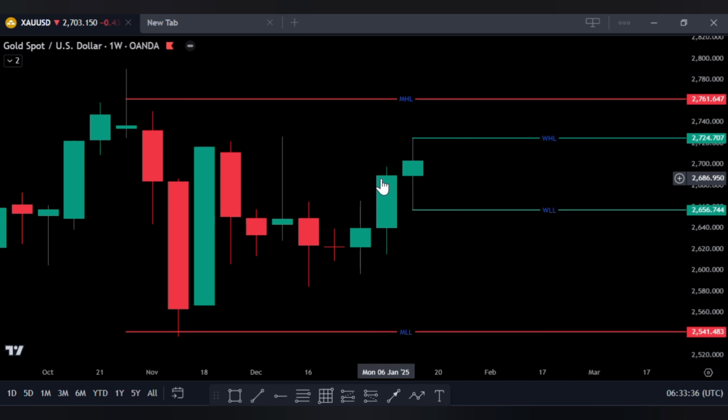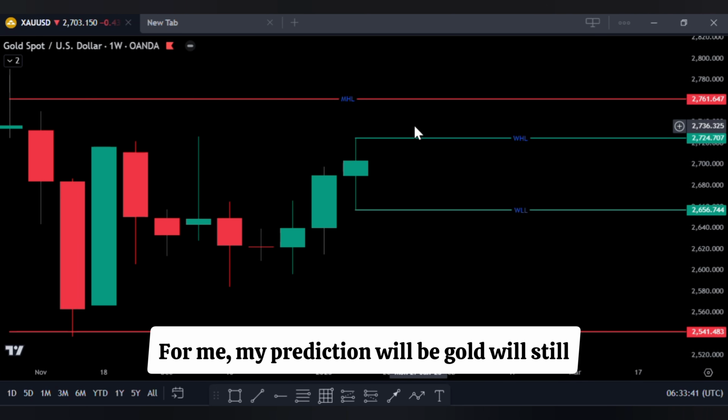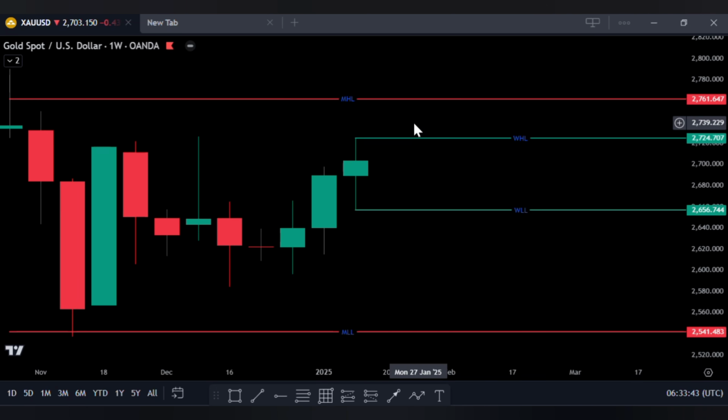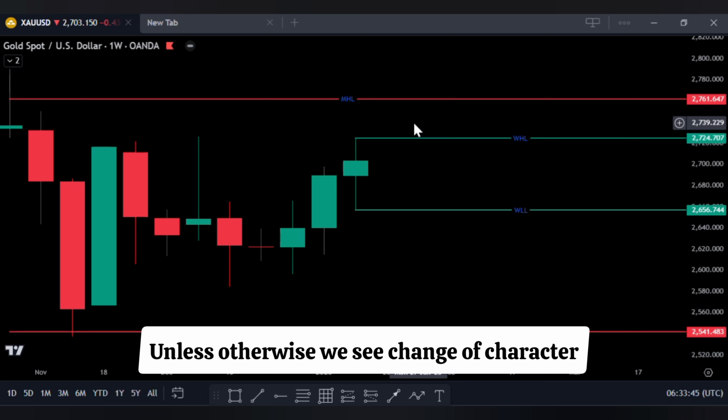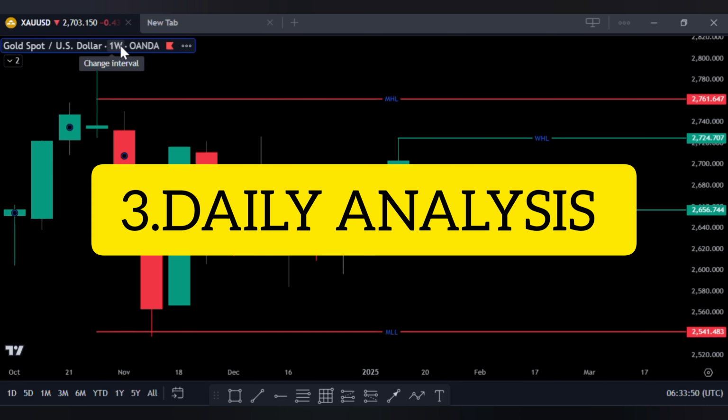After the weekly time frame, you know the direction. For me, my prediction is gold will still continue going up, unless otherwise we see a change of character on a lower time frame. After the weekly time frame, we go to the daily time frame.